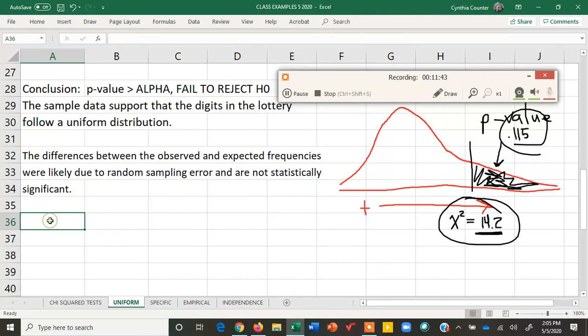Well, what type of error might we have made here? Since the null hypothesis is supported, we have here a possible type 2 error, because the type 2 error is supporting the null hypothesis when it is actually false.